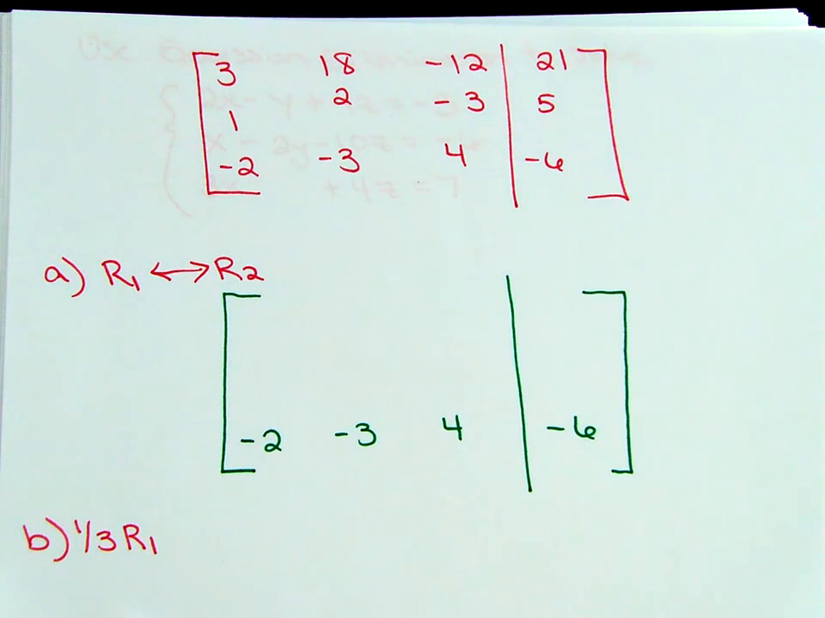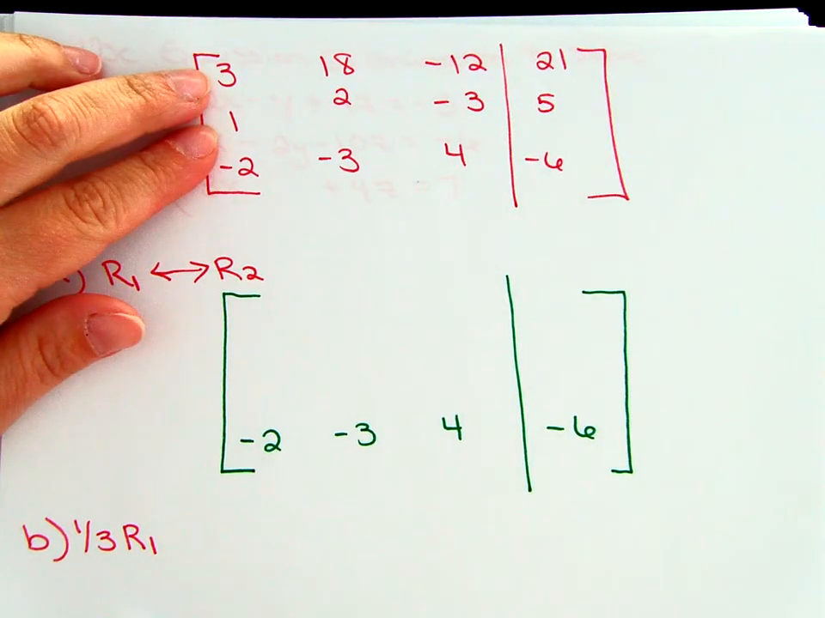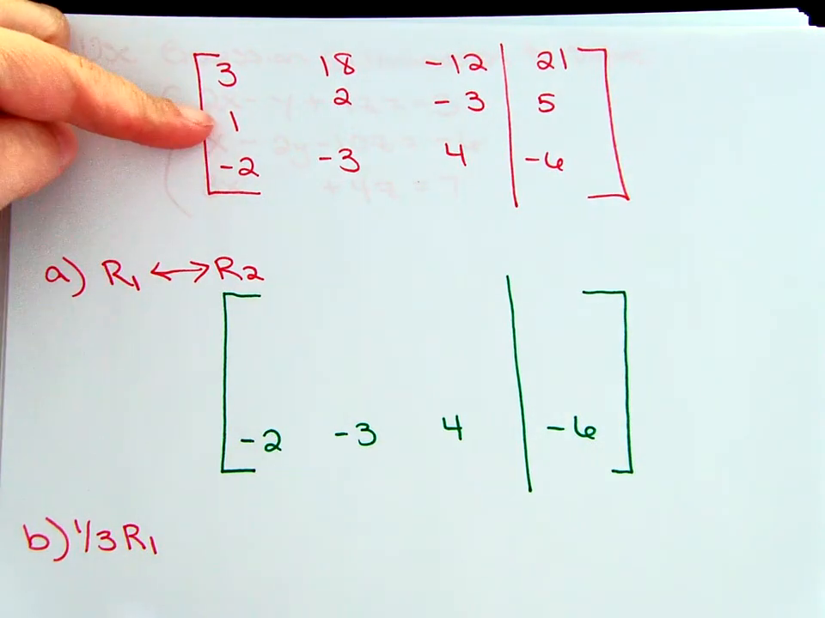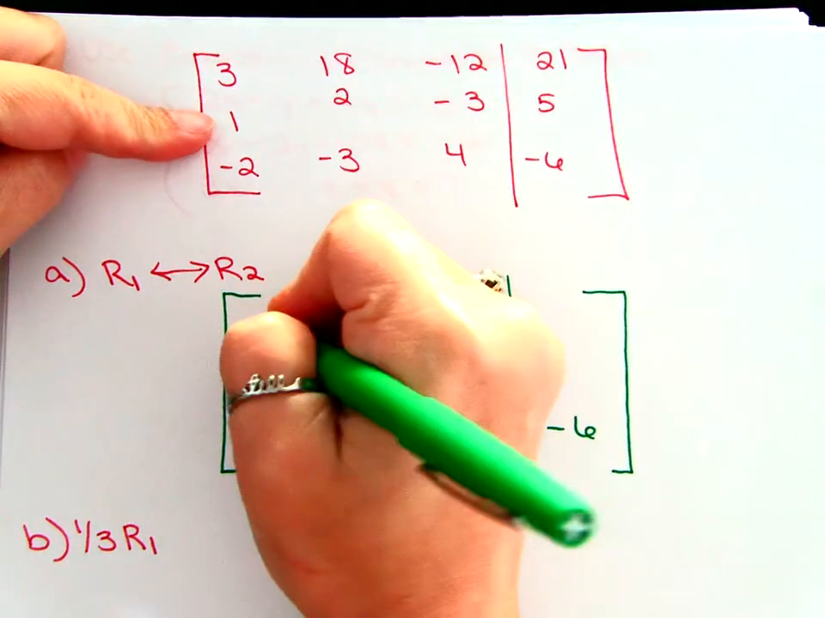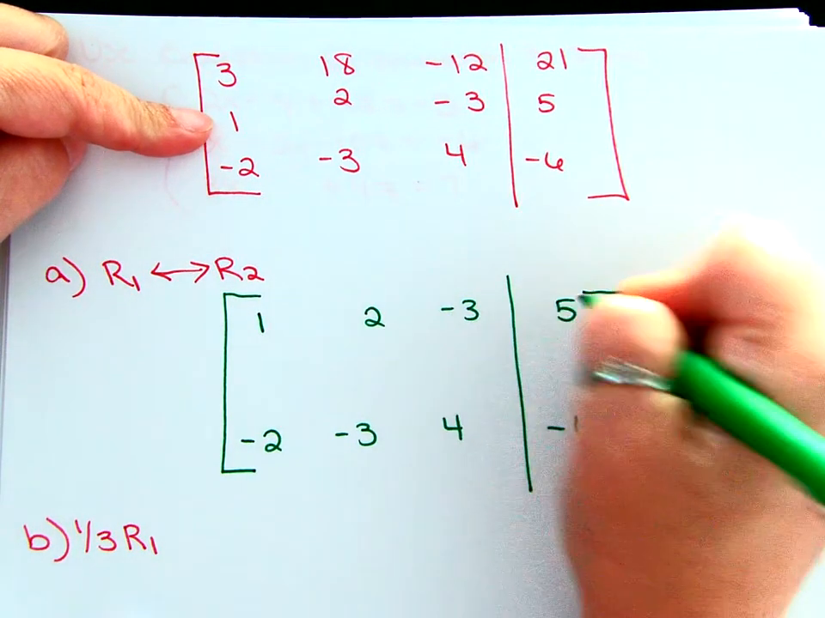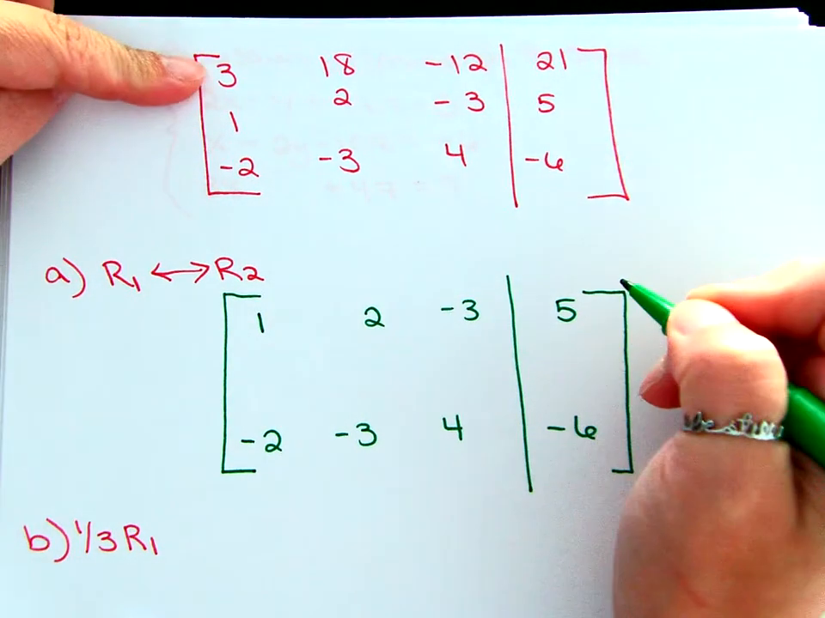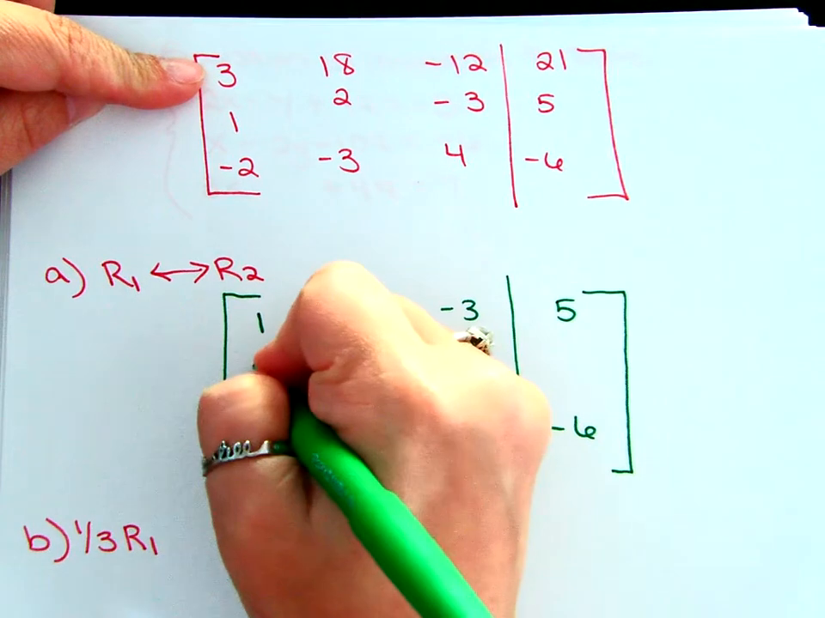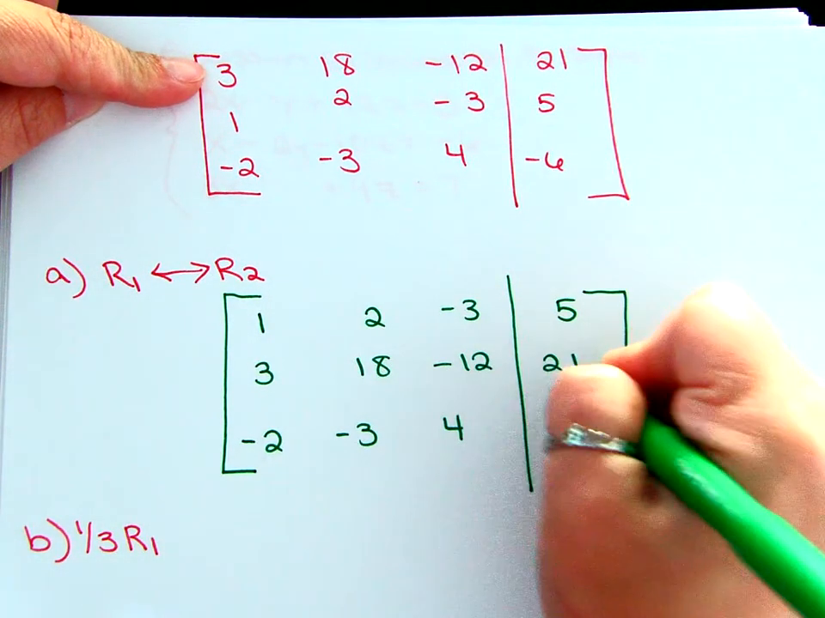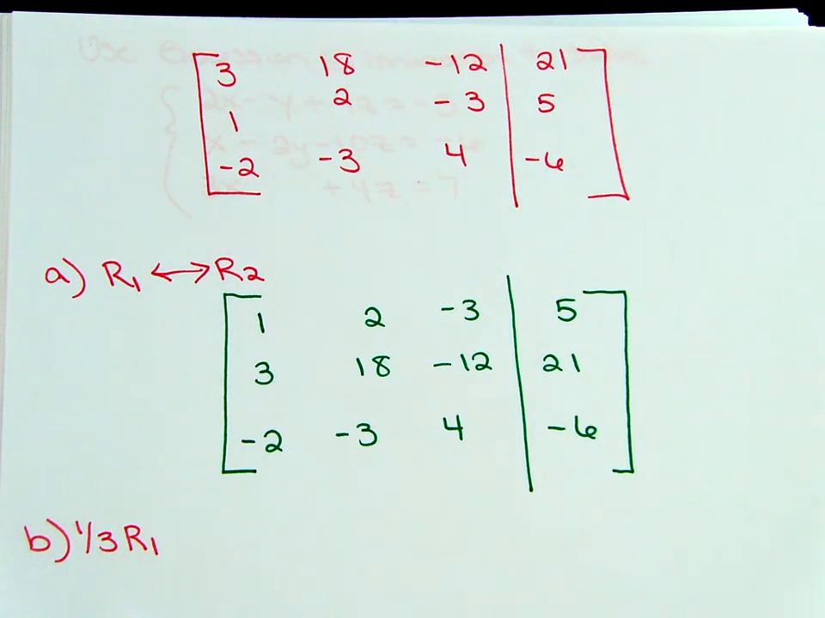So now if I'm interchanging row 1 and row 2, I'm literally flipping them. I'm taking everything in row 2, and I'm going to write it in row 1. So that becomes 1, 2, -3, and 5. And I'm taking everything in row 1, and I'm writing it in row 2: 3, 18, -12, and 21. I don't change the order. I don't add them together. I don't do anything. I just change their rows. That's it.